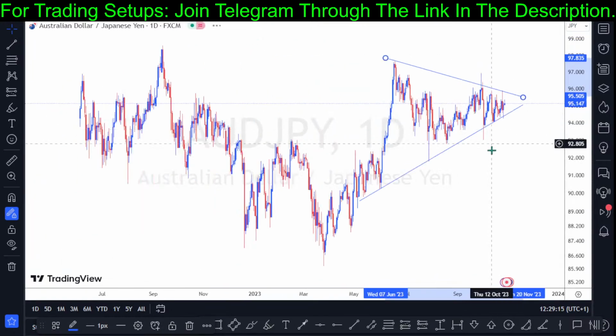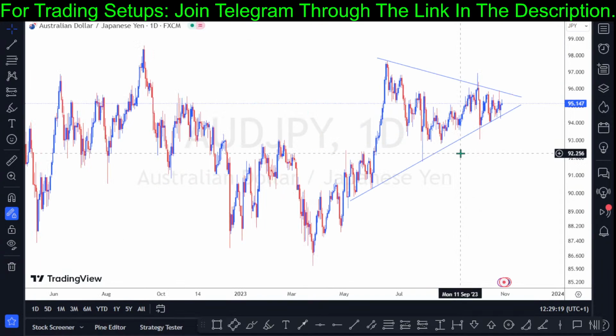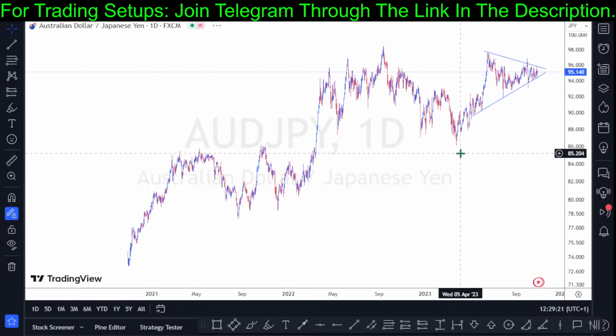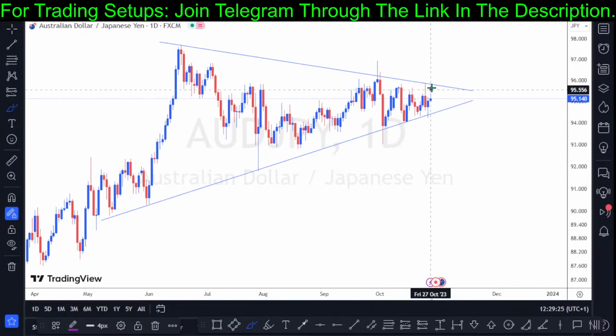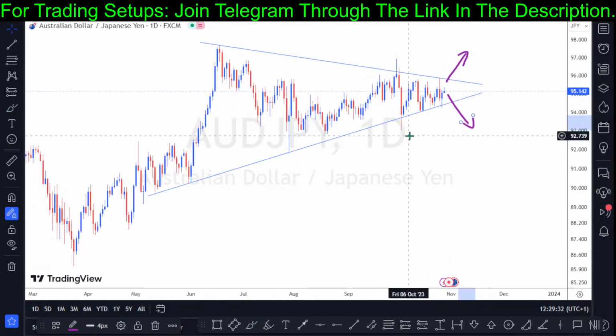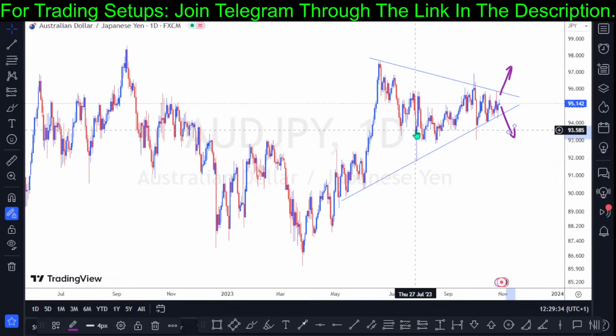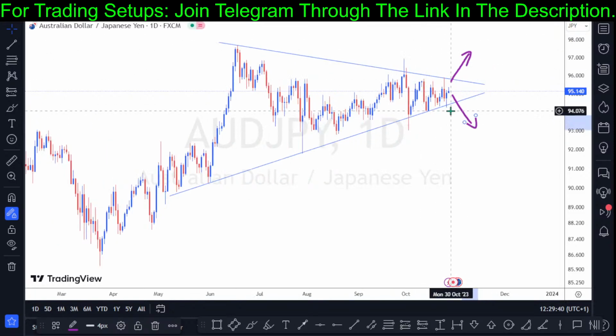So based on Australian dollar paired against the Japanese yen, for now there isn't any trade on this rally. So we need to wait for the breakout of price. So price could break to the upside or to the downside, right? So we need to wait to see the direction, because in a symmetrical chart pattern there are two ways price could break out. Price could break to the upside or to the downside. So that is what we have on Australian dollar paired against the Japanese yen.